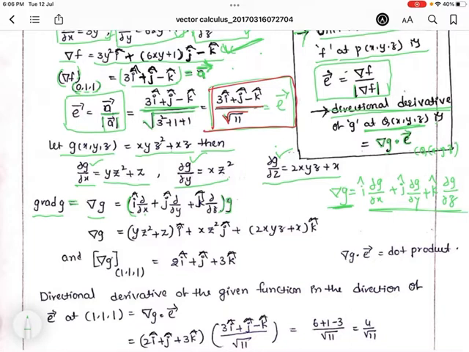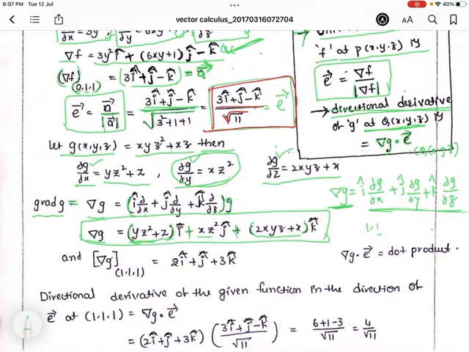Here we have to substitute the values. Dou g by dou x is equal to this. Del g is equal to (y z squared plus z) i cap plus, dou g by dou y is x z squared, j cap, plus dou g by dou z is 2x y z plus x, k cap. And this del g at the point 1, 1, 1. When I substitute 1, 1, 1 in this del g, I get del g at (1, 1, 1) equal to 2 i cap plus j cap plus 3 k cap.